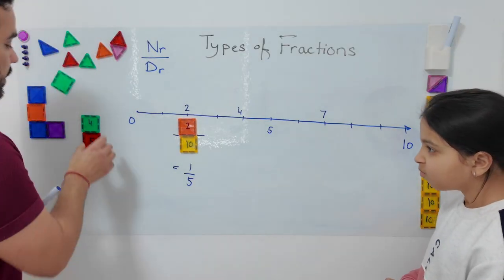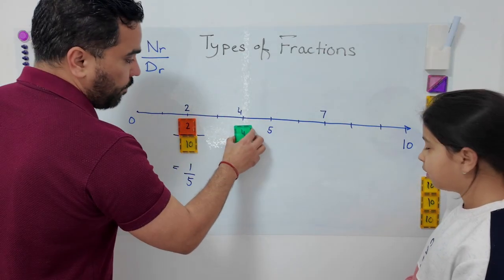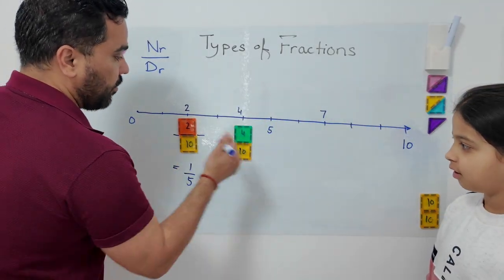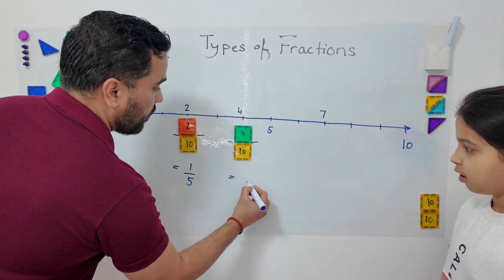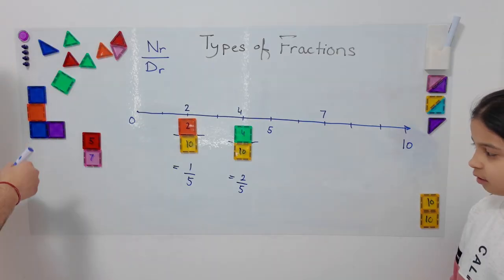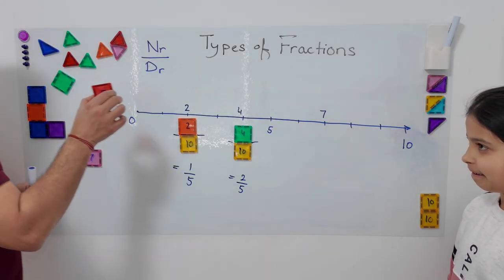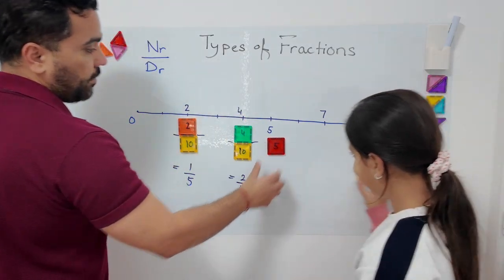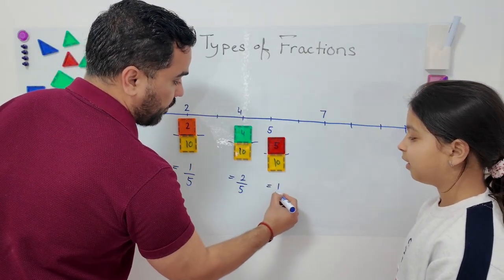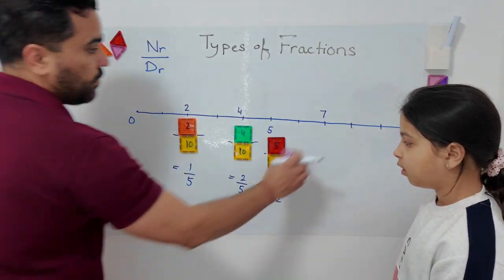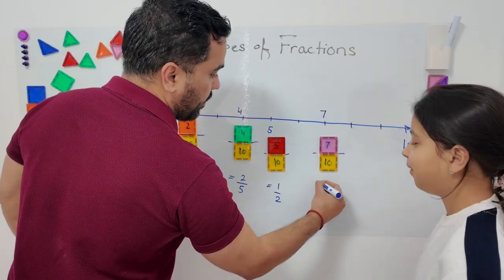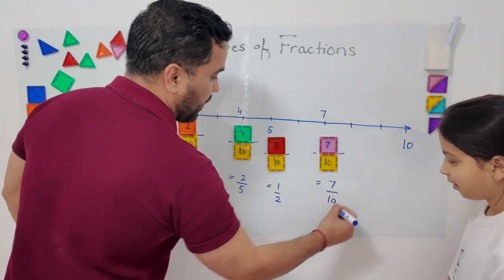Say if I give you 4, what fraction is this? 4/10. With the same logic, if we simplify this, it will give you 2/5. And if I give you 5, 5/10, so basically I have given you 1/2. And similarly, if I give you 7 of these, 7/10, which cannot be simplified anymore.